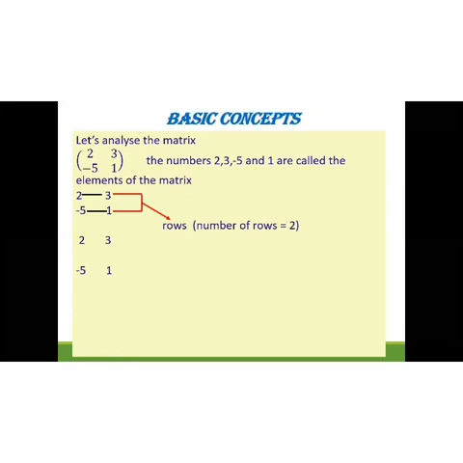Let's analyze it vertically now. You can see that 2 and minus 5 are on the same vertical line, and 3 and 1 are on the same vertical line. When we look at matrices vertically, we say each of these vertical arrangements is a column. So these are columns. This matrix has 2 rows, and it also has 2 columns. This type of matrix is called a 2 by 2 matrix because it has 2 rows and 2 columns.